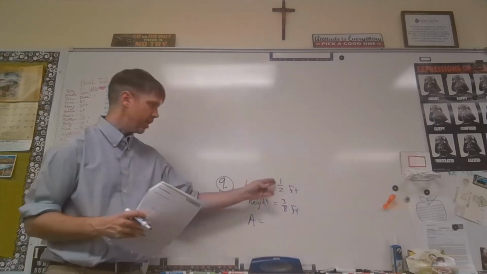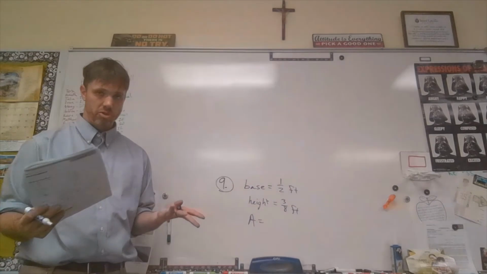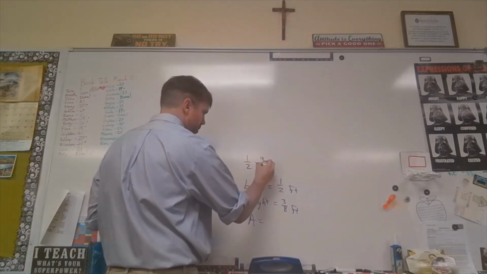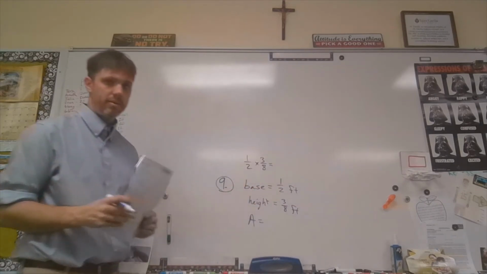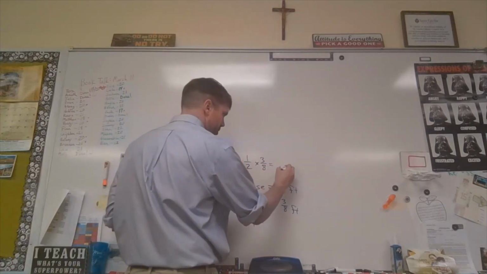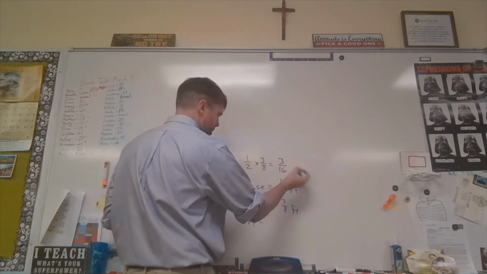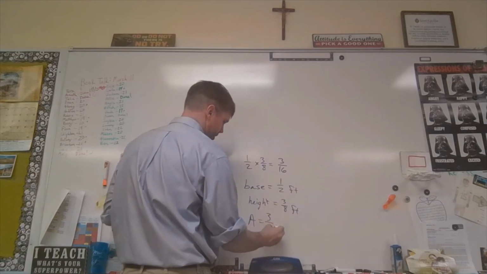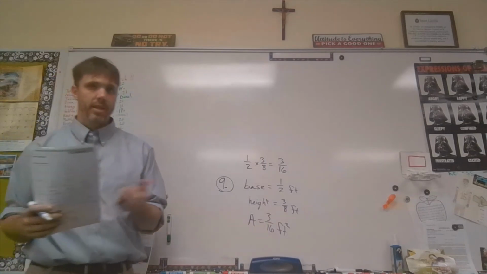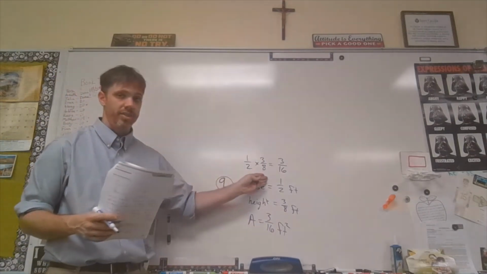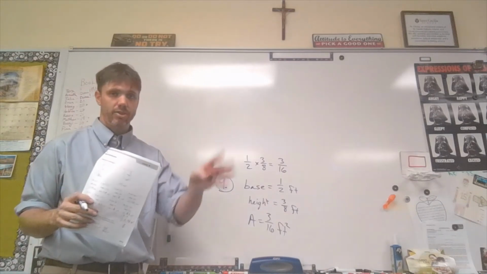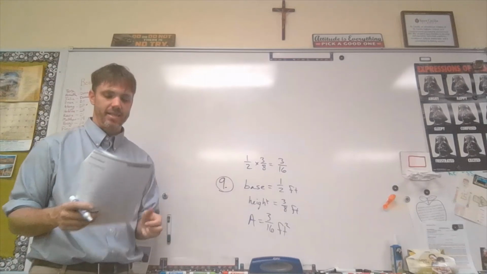Okay, so all you're going to do is multiply 1/2 times 3/8. Straightforward, right? If you have forgotten, all you do is go straight across. 2 times 8 is 16. 1 times 3 is 3. So your answer is 3/16, since we can't simplify that, feet squared. All right. So just remember, when you multiply fractions, only when you multiply fractions, you just go straight across. You don't have to find common denominators. You don't have to do any of that stuff. Just straight across. Top times top, bottom times bottom. Easy.